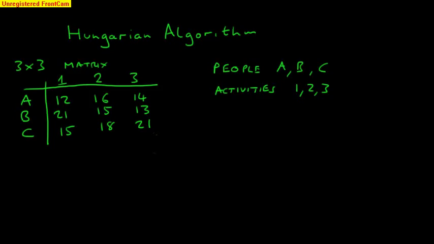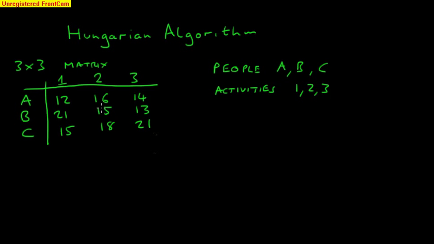I'm going to do an example of the Hungarian algorithm on this 3x3 matrix. This matrix represents A, B and C, which are meant to be three people, and the numbers 1, 2 and 3 are three different activities, and the numbers in the matrix represent how many hours it takes each of these people to do each of these activities.